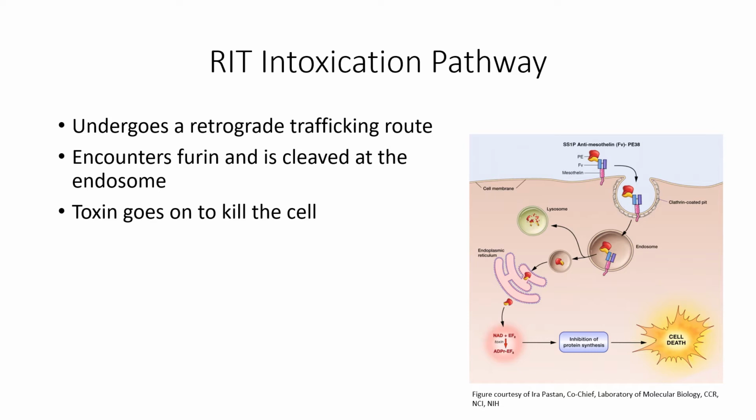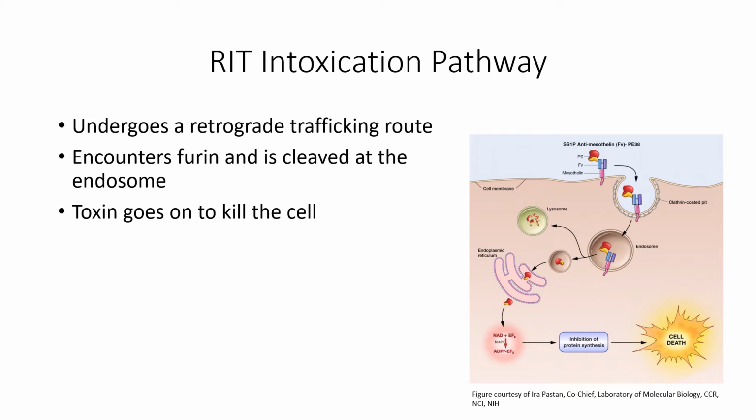When PE reaches the endosome, it encounters the protease Furin. Furin cleaves the PE recombinant immunotoxin, which activates the toxin. Furin will cleave the recombinant immunotoxin at the region connecting the antibody variable region and the toxin. The antibody will be sent off for degradation, and the toxin continues on through the cell, halting protein synthesis. This leads to cell death of the targeted cell.